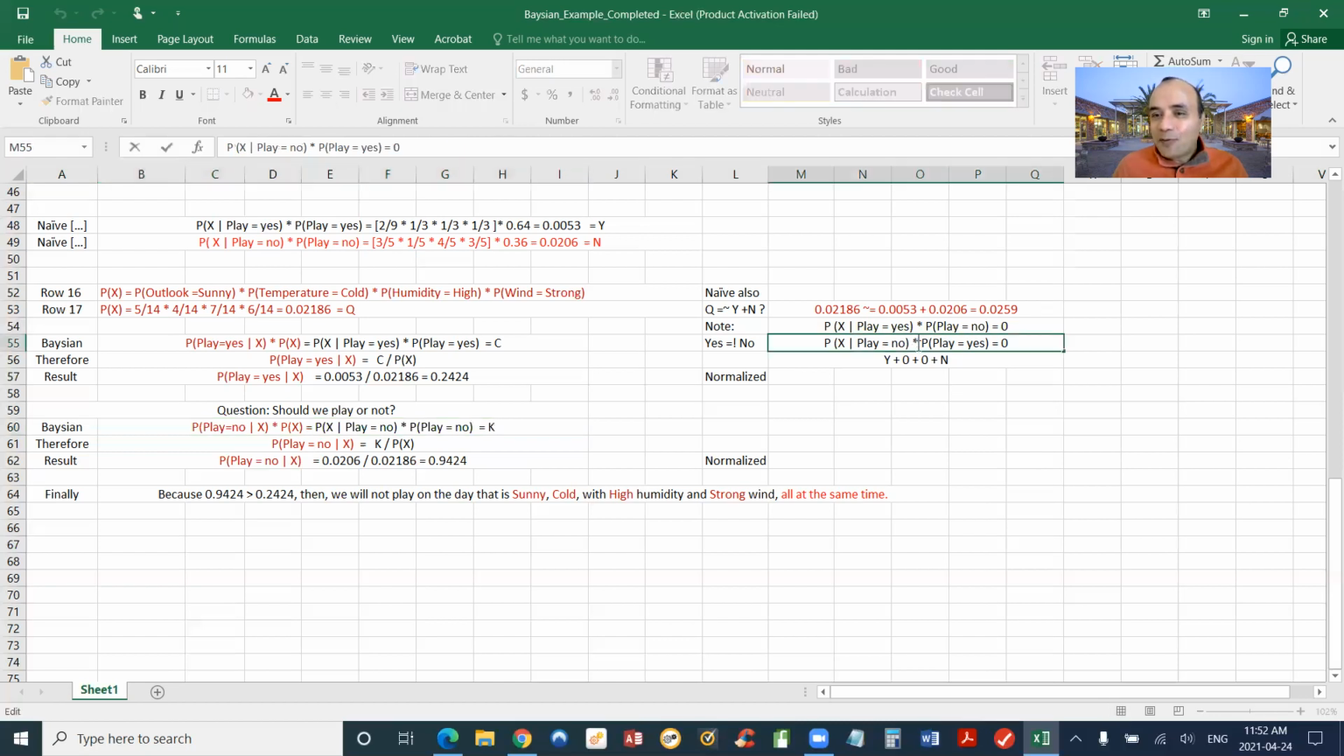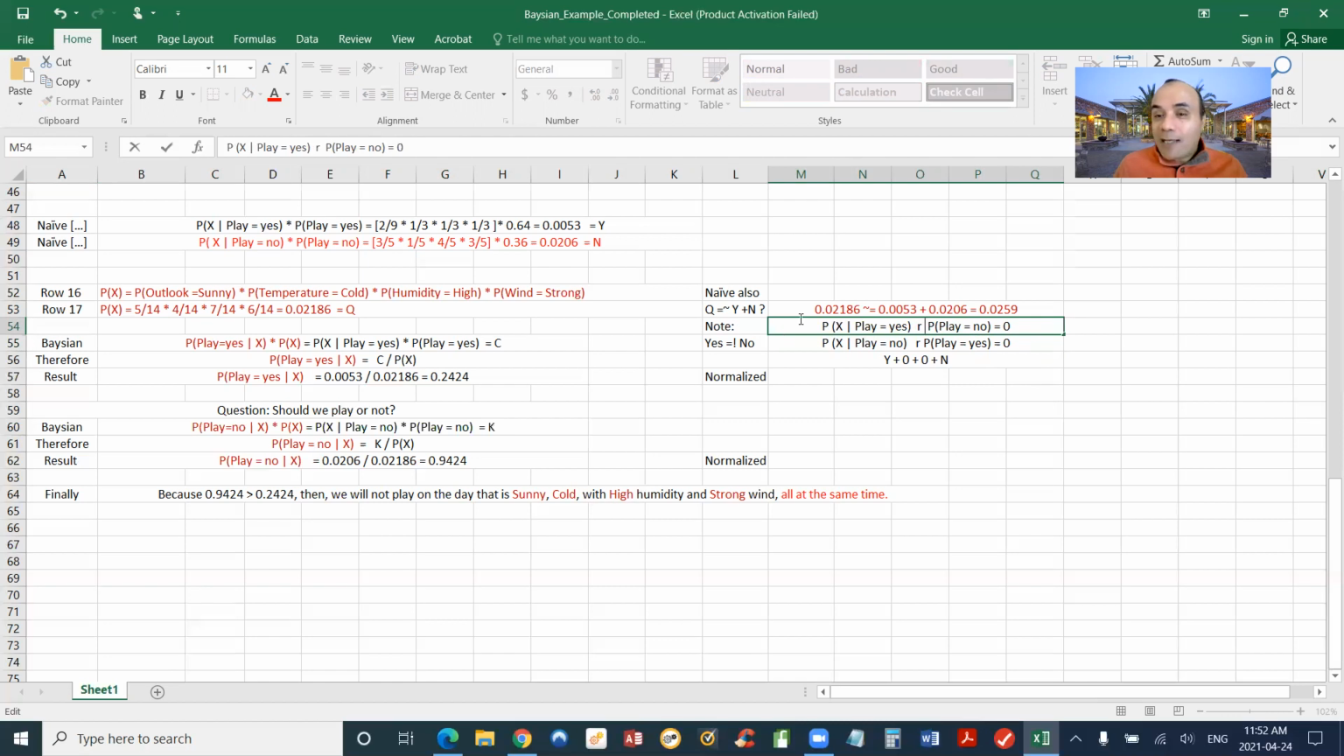I should not have used the multiplication. I should have used some notation, a relationship. What's the relationship between these two and this? I shouldn't say multiply. So I'm going to say, what's the relationship? If you haven't played, how come you played? And therefore, this is going to be 0.